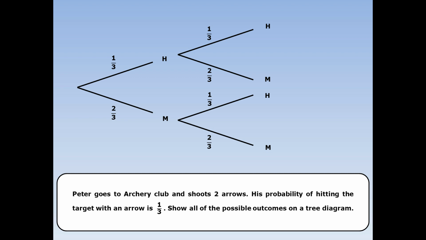After he shot both arrows, he could have got a hit then a hit, then a miss then a hit, or a miss then a miss.